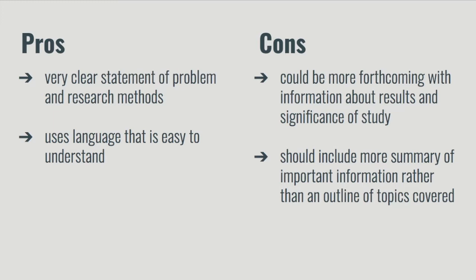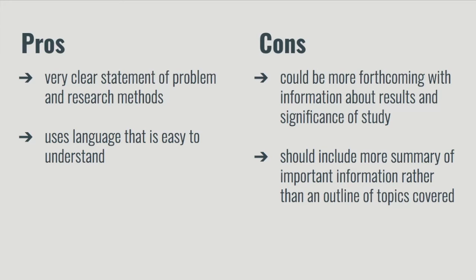And along those same lines, this abstract probably could have included a little bit more summary of important information from the article rather than just an outline of the topics covered. So even though you want your abstract to be simple and concise, this one might have gone a little bit overboard on that. So you have to find the right balance for giving enough information, but not too much.